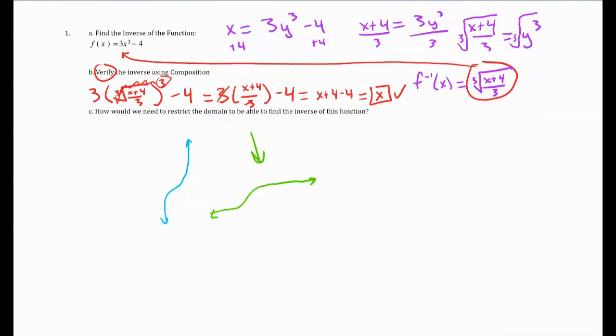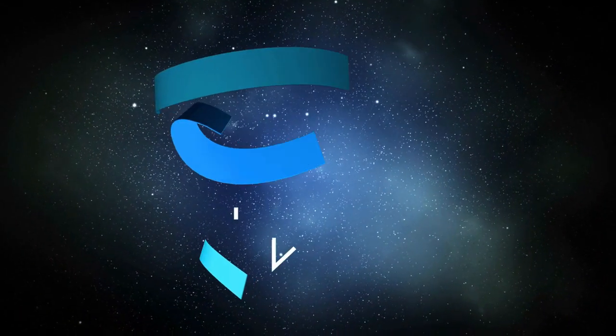With quadratics, we do, because remember we had a parabola, and then when we turned it on its side, it did not pass the vertical line test. So we have to be careful on that. With cubic functions, with the inverse, you don't have to restrict the domain.